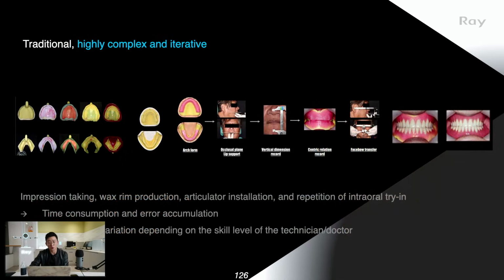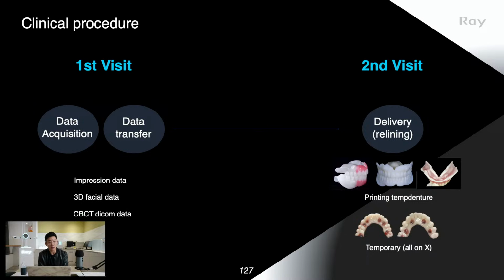Thinking about the traditional way, we have many steps to do. We have to take the cast, silicone impression, and also the individual tray and the wax rim, and also the tooth arrangement, find the patient's profile and determine the VD, and finally get the complete dentures. But if we can get more information during the first visit, I mean, we can merge many different pieces of information, then we can get printed temporary dentures in the second visit.